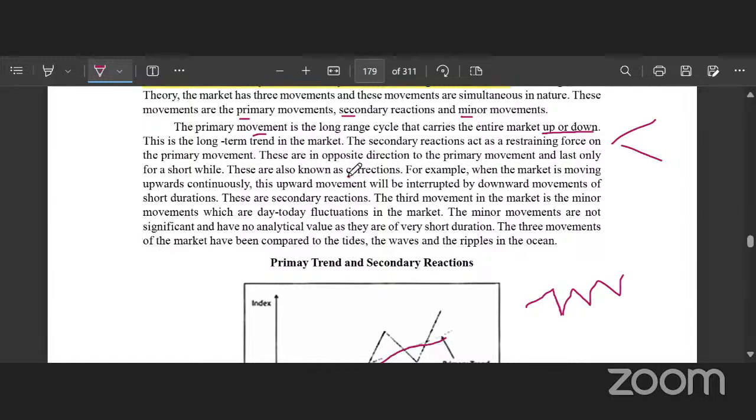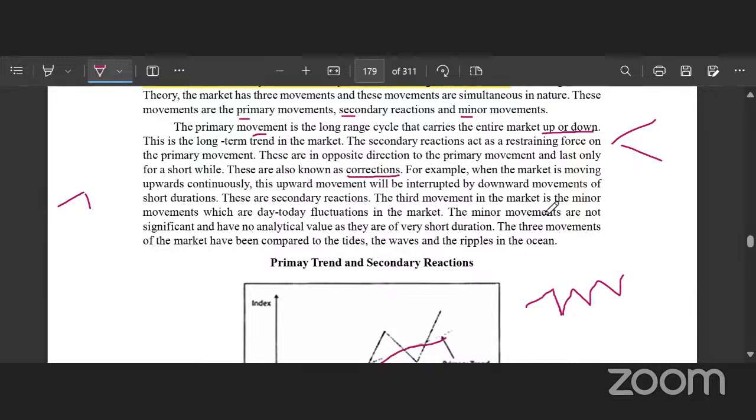We hear this word again and again in the markets, where the market has corrected. What it means is that when the market is moving up, it gets some secondary reactions and the market falls. We call this fall a correction. When the market is moving upwards continuously, the upward movement will be interrupted by downward movements of short durations, and these are secondary reactions.